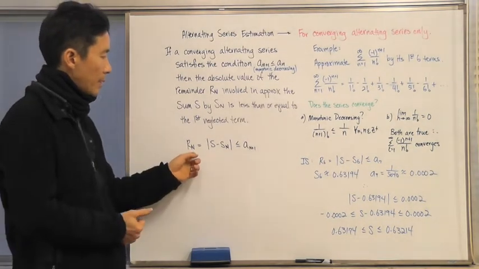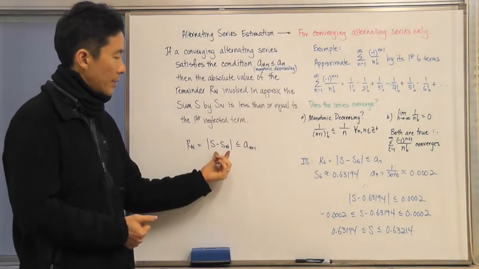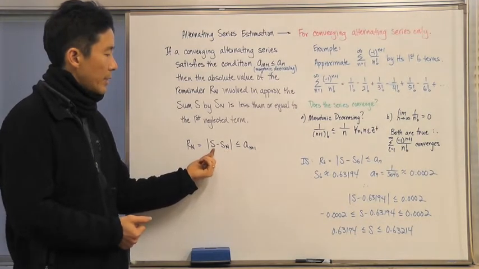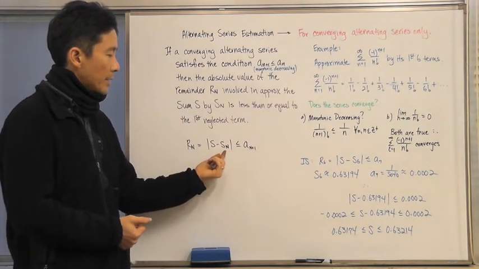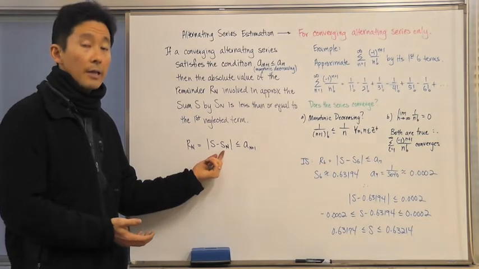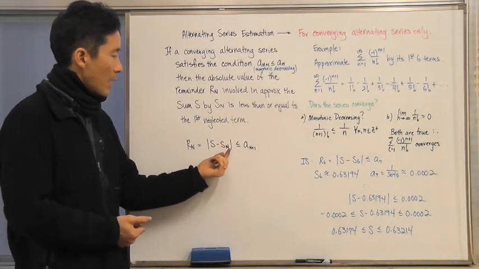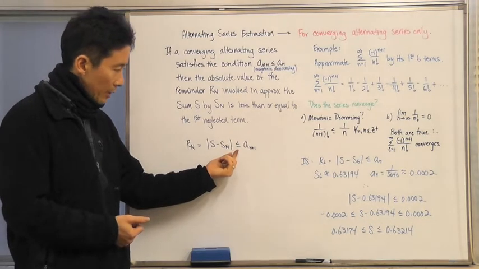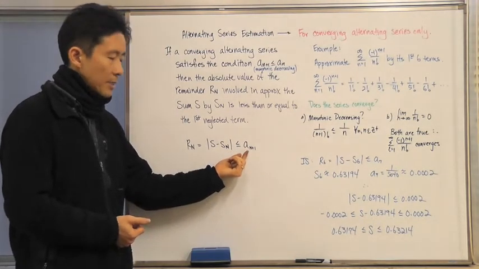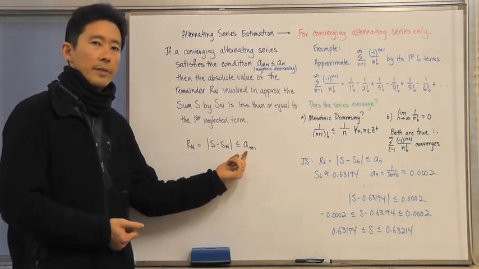It says that your remainder, the difference between the actual sum and the sum up to the first n terms, in other words, the nth partial sum, is going to be less than or equal to the next term in the alternating series.